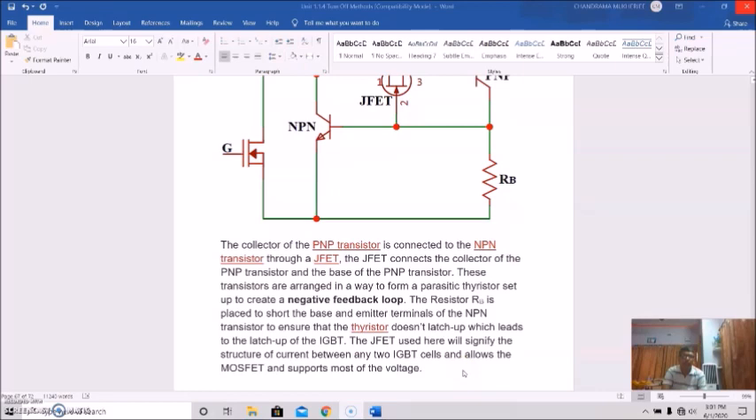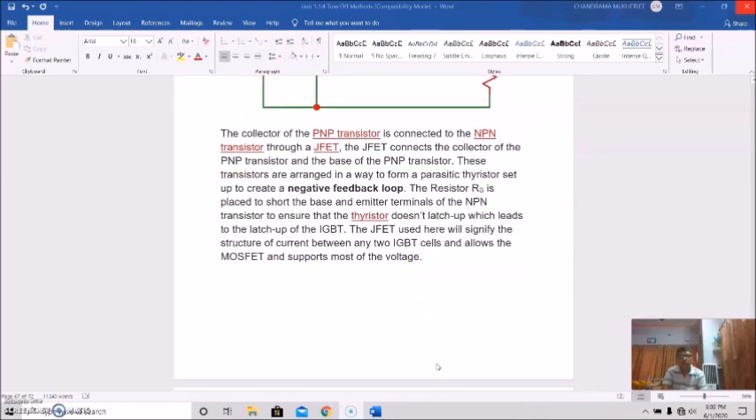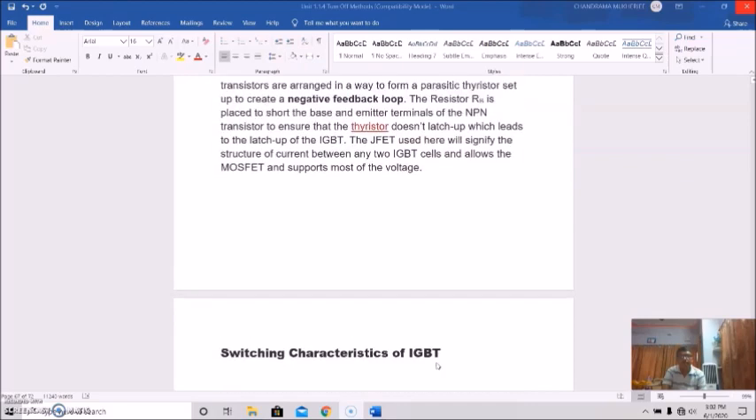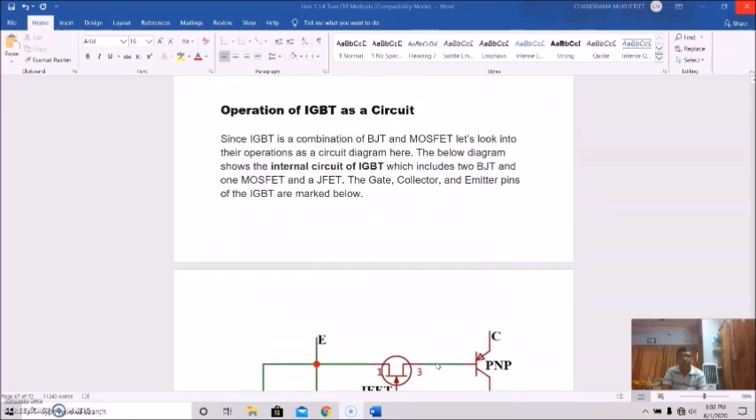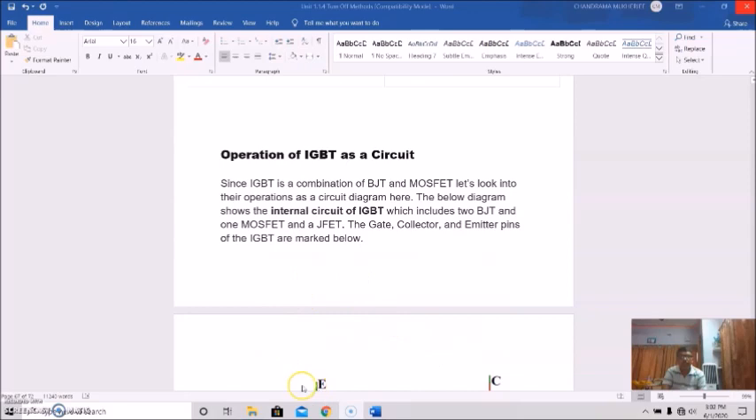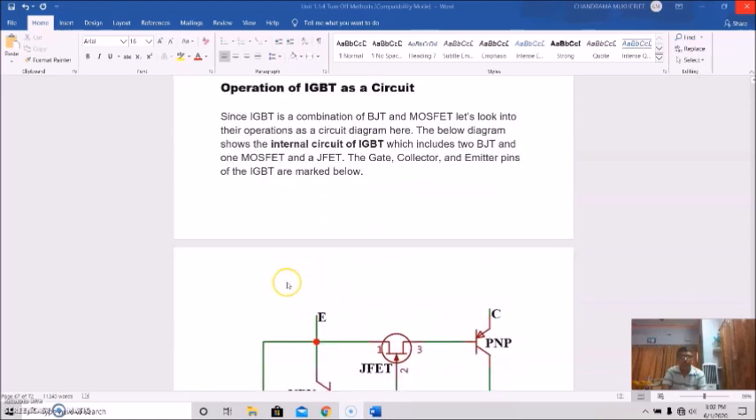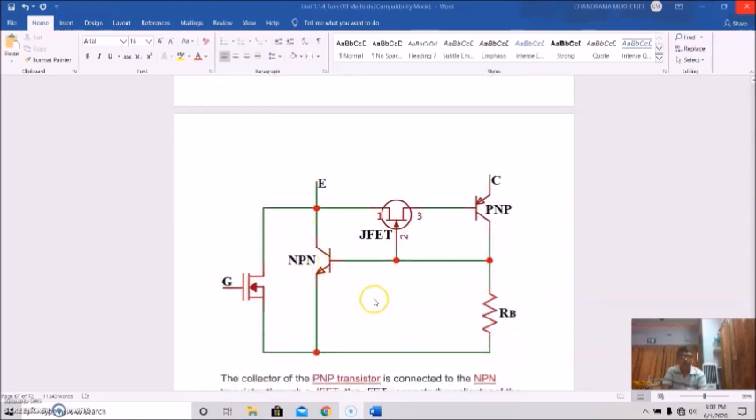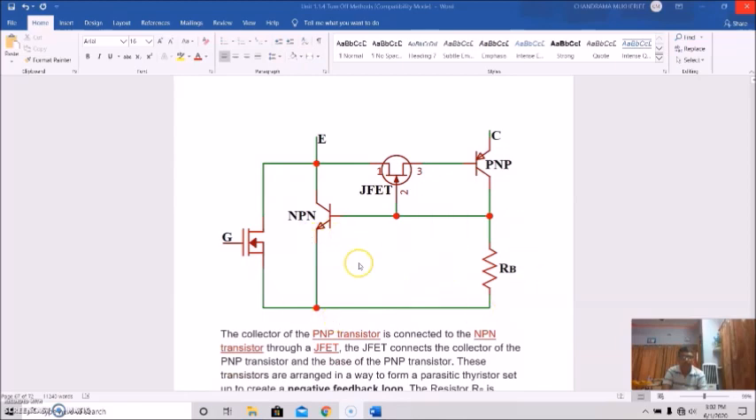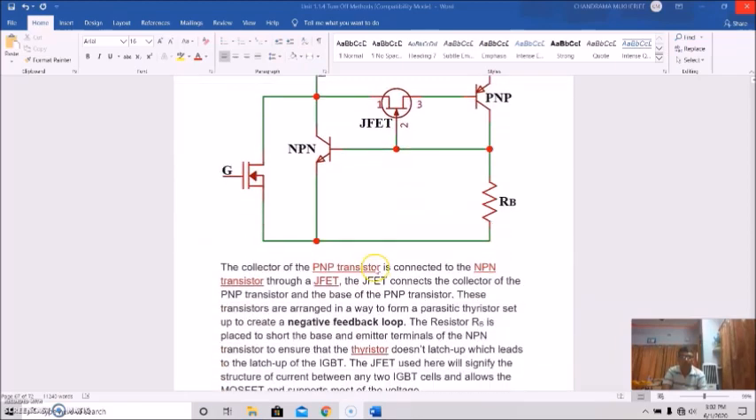So the JFET is used to signify the structure of the current between any two IGBT cells and allows the MOSFET to support most of the voltage. So that's all about the internal circuit diagram of the IGBT and its operation.